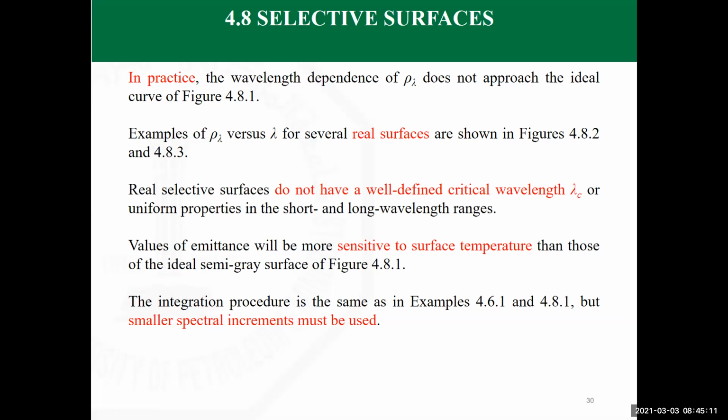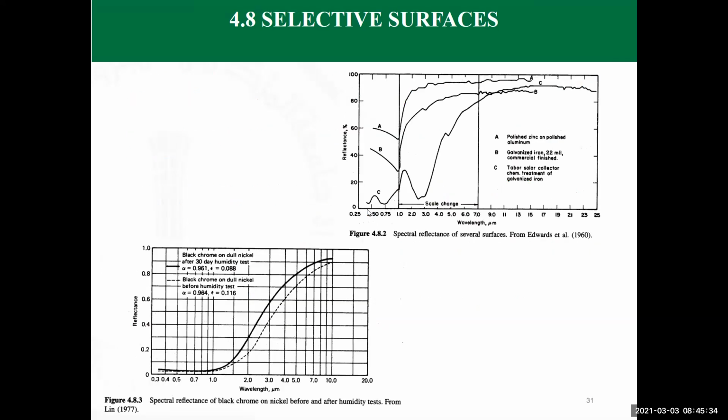The wavelength dependence of the value of rho is not as ideal as we have seen in that figure, as I just stated a while ago. But for real surfaces, it can take different shapes, which are not that sharp in change as we have seen in the previous figure. But they would look to some extent like this, which means that it is not really a horizontal line here and a horizontal line here, but it experiences this kind of characteristics.